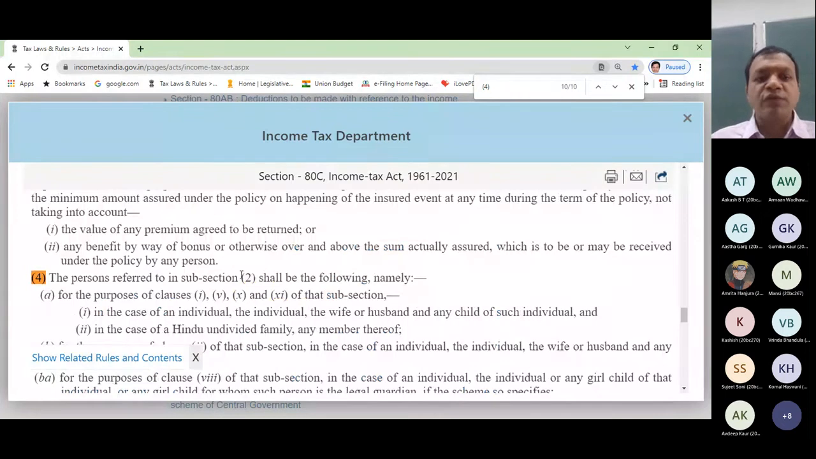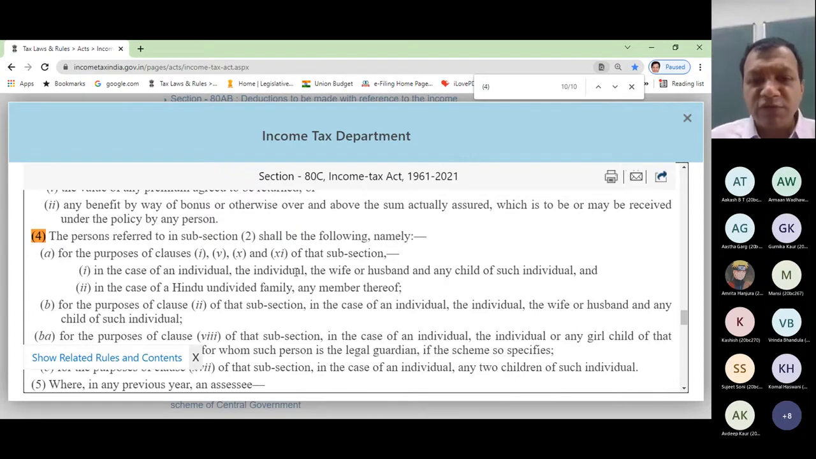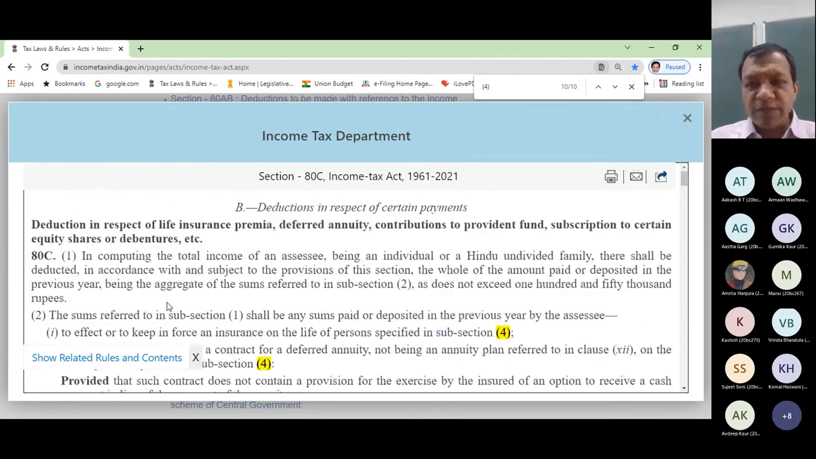This is subsection 4. See, this is how you can read the Act. When you come to subsection 4, what do they write? The persons referred to in subsection 2 shall be the following, namely, clause A, for the purposes of clause 1, 5, 10, 11 of that subsection. Which subsection? Subsection 2. In case of individual, wife or husband or any child, etc. So let me go to the beginning.